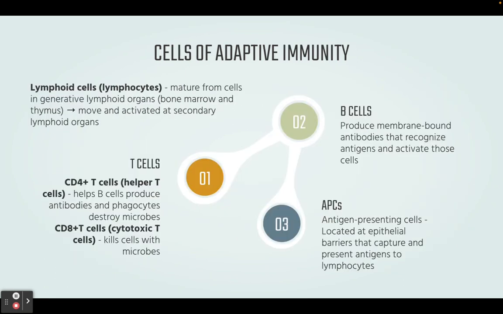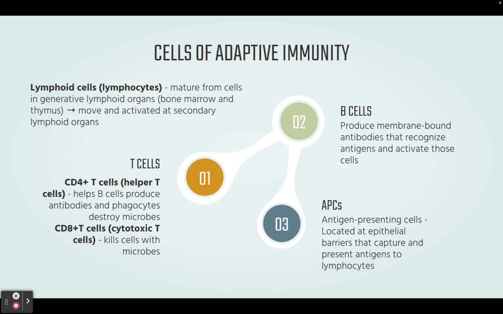So some of the key cells of adaptive immunity. There's lymphoid cells, lymphocytes, which I mentioned before, and those mature from cells in generative lymphoid organs. So those primary organs that I talked about, the bone marrow and the thymus, and then from there they move and are activated at the secondary lymphoid organs. There's three cells that I'll just focus on for an overview. There's obviously a lot more in the adaptive immune system.